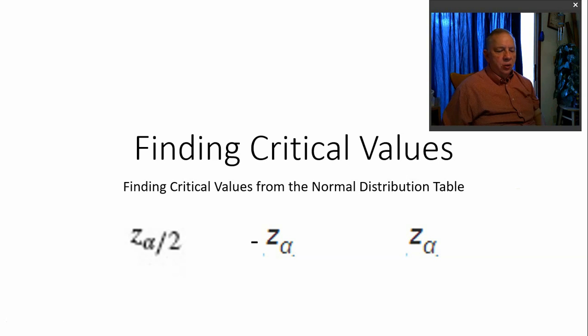This time I'm just going to go over how to find critical values from the problem settings that we're used to seeing. So we've got confidence intervals, and we'll be given some confidence level, and then we have to find the critical value Z alpha over 2 for confidence intervals.